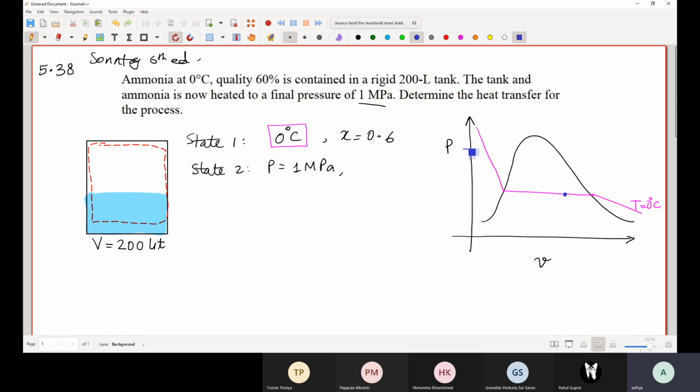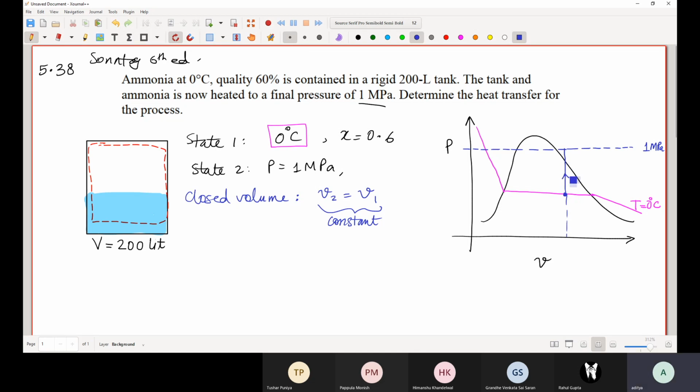Okay. Now it is given that the ammonia is heated up until it reaches 1 megapascal pressure. So let us say that this is the horizontal line which represents the pressure of 1 megapascal. And because it's a closed volume, the thing that will remain constant across states 1 and 2 will be the specific volume. So the specific volume is constant. Because of that, the process will look like a vertical line and it will go upwards.